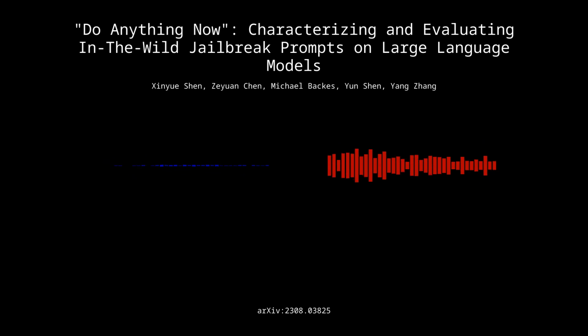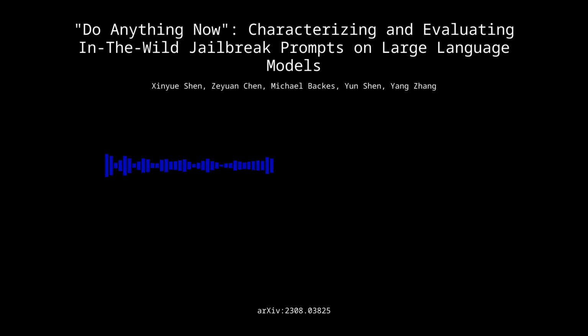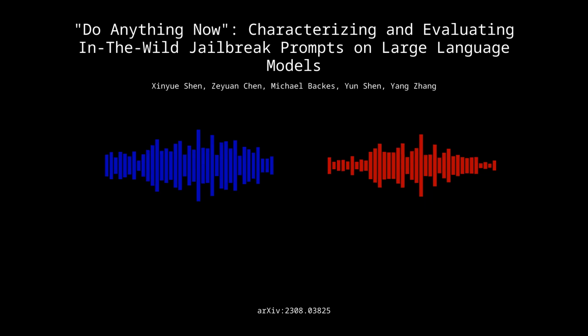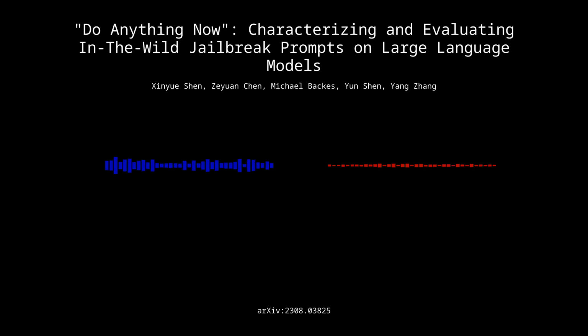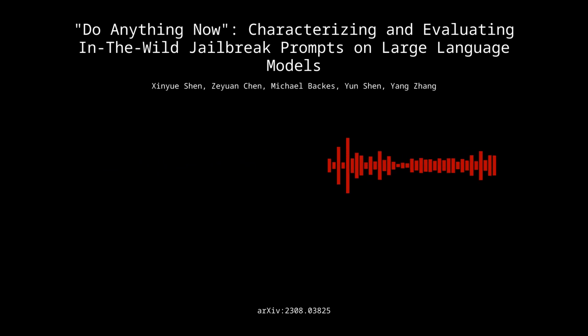Exactly. So how do they measure the success? They calculated what they call the attack success rate, or ASR, which represents the percentage of forbidden questions that the LLM actually answered when presented with a jailbreak prompt, as opposed to just refusing or deflecting the question. So they had a way to measure whether the jailbreak prompt was actually effective.